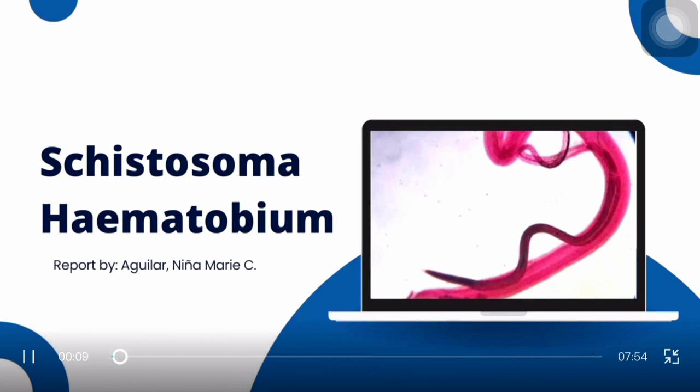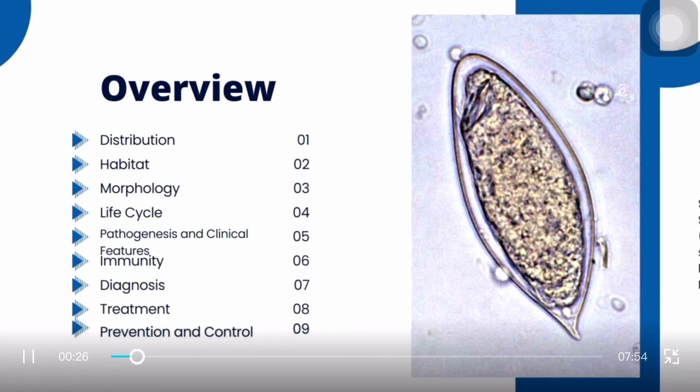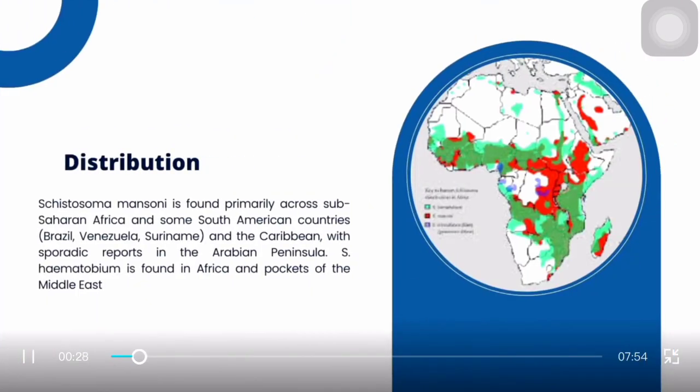the Schistosoma haematobium. So first we have to look at the overview, which covers the distribution, habitat, morphology, life cycle, pathogenesis and clinical features, immunity, diagnosis, treatment, prevention, and control. So first is the distribution.